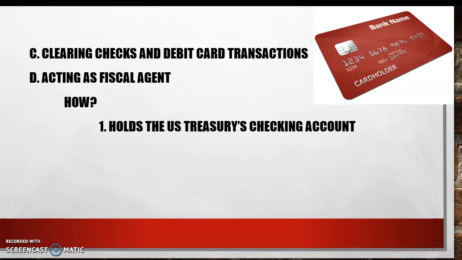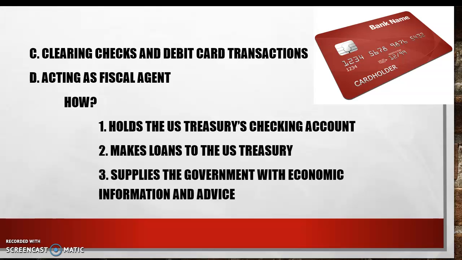Number one, it holds the U.S. Treasury's checking account. The IRS, the Internal Revenue Service, the government's tax collector, deposits all revenues into the government's checking account at the Fed. And out of this account, the government pays its bills. Number two, it makes loans to the U.S. Treasury. It has the Federal Open Market Committee, the FOMC, of which we've talked about, which purchases governmental bonds. And lastly, number three, it supplies the government with economic information and advice.